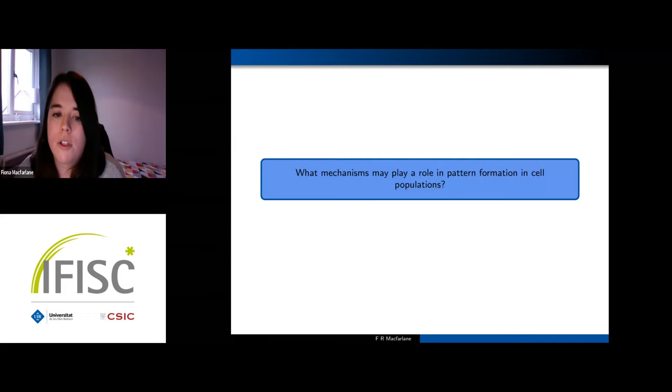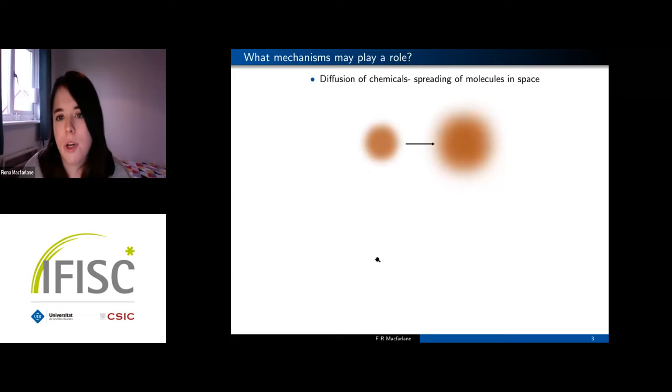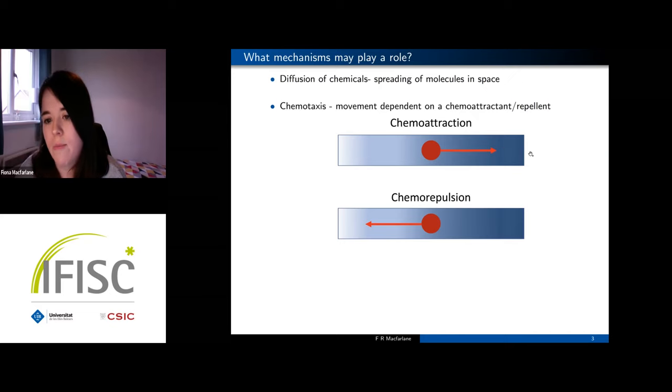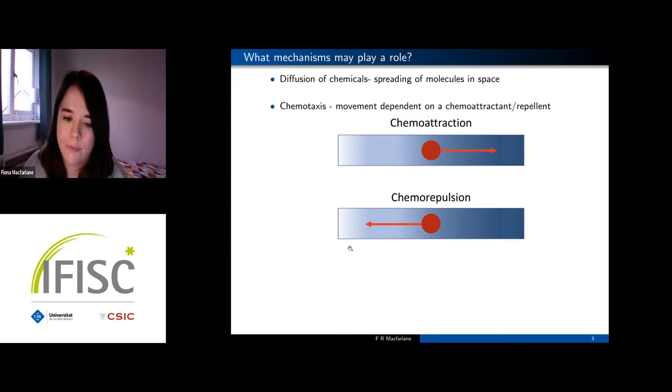So when we're starting to build these models, we need to have a think about the mechanisms that may play a role in how these patterns form in cell populations. So some of these mechanisms may include things like diffusion of chemicals. So that's the spreading of molecules in space. Could include things like chemotaxis. So that's movement dependent on some chemical gradient, where chemoattraction would be towards the higher concentration of some chemical, for example. So biologically, that could be things like cells responding to some nutrient. Or things like chemorepulsion, where cells, for example, would move to an area of lower concentration.